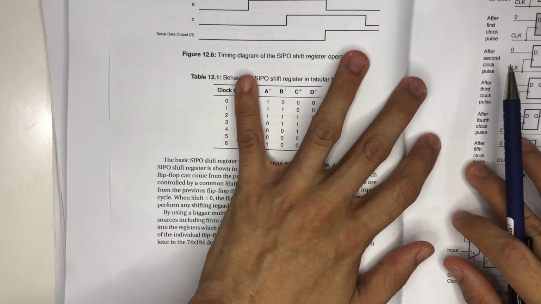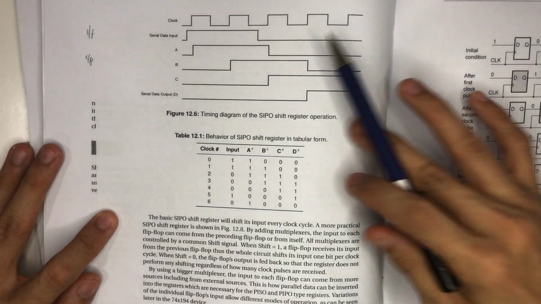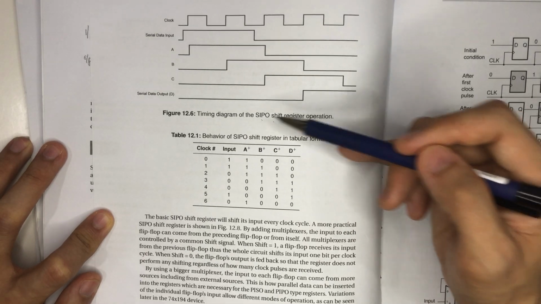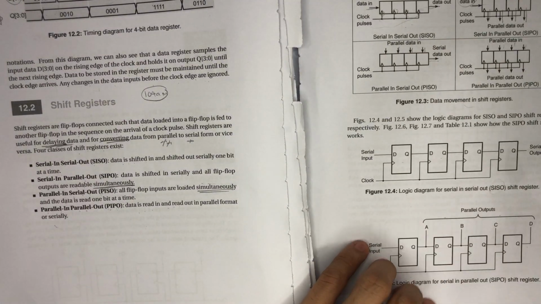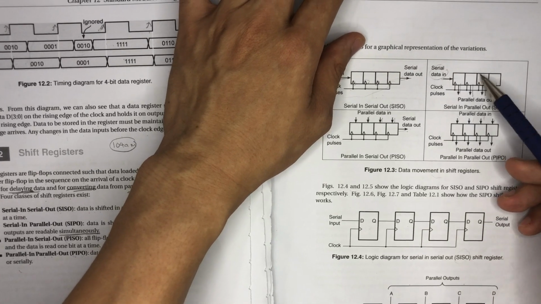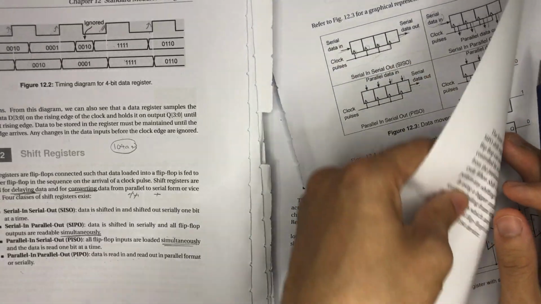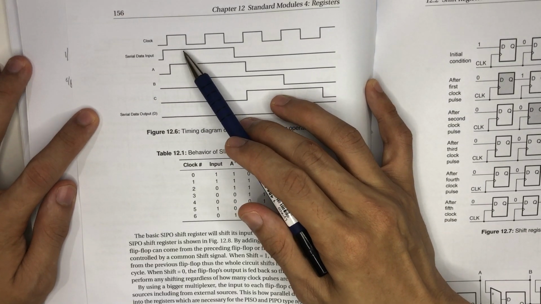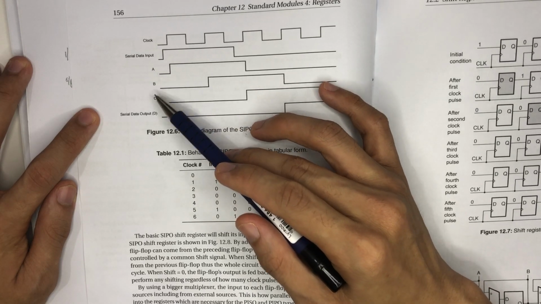Now we go to the timing diagram. The timing diagram of the SIPO shift register operation. This one is serial in, parallel out. One in, parallel out. If you notice, this is your serial data in, and then you have this as your data outputs, A, B, C, D.